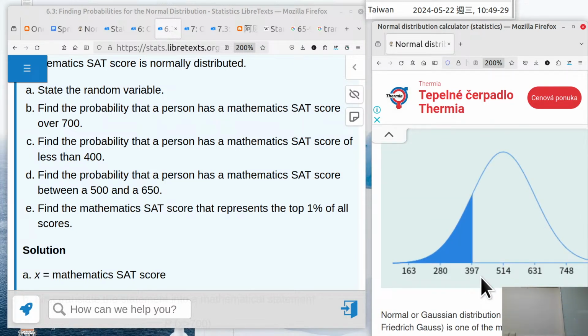What does it mean? It means among the big population of students who attended the exam, about 16% of them had scores below 400. Okay, get it?